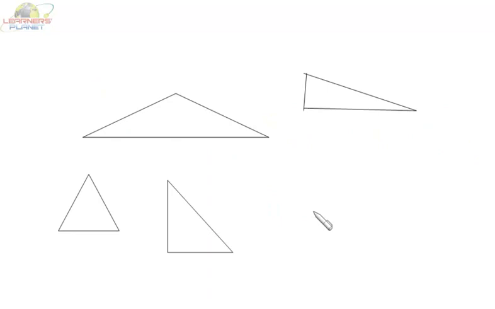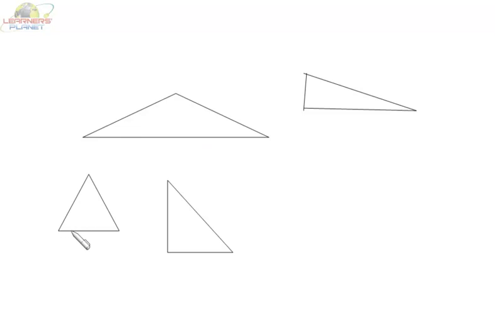Now let's discuss one more classification of triangles. Friends, there are various types of triangles. Some of the triangles are having all the sides and angles equal. Some of the triangles are having two sides as equal. Okay, so what we call them, let's discuss.